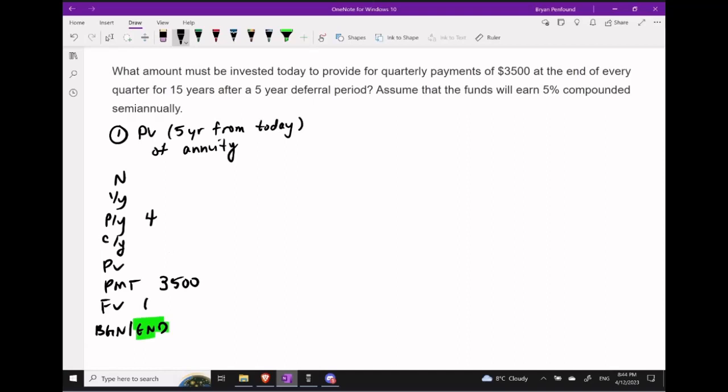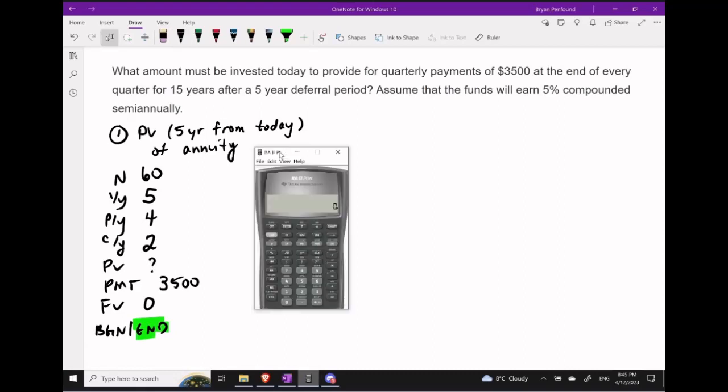We know that our future value at the end of the 15-year period should be $0. And if we take our quarterly payments and multiply by 15 years, that tells us that n is equal to 60. We're going to assume here that funds are earning 5%, compounding semi-annually. Our goal is to calculate that PV value.